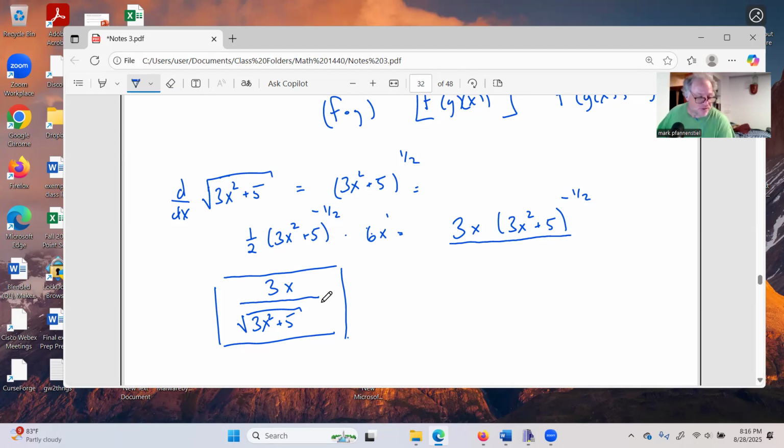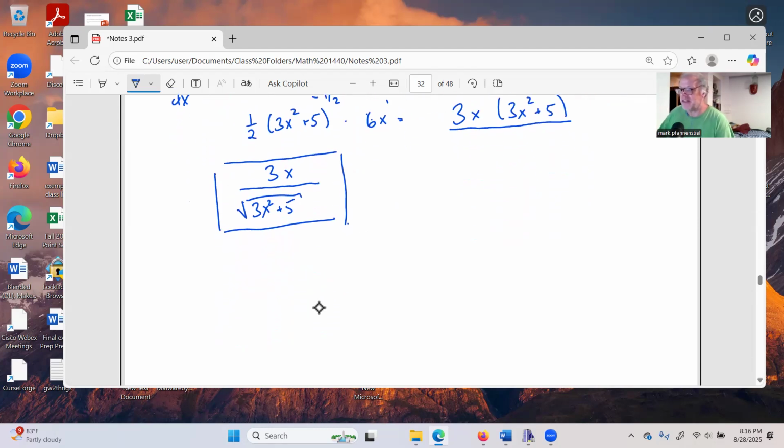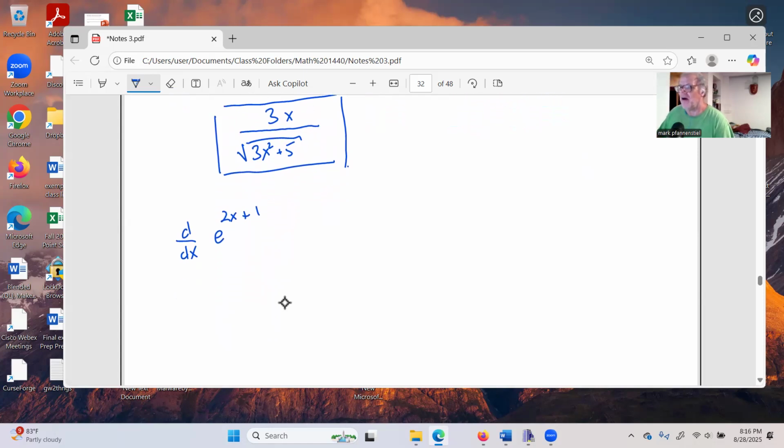All right, so let's see here. What if I wanted to take the derivative, d by dx, of e to the 2x plus 1. Let me show you a little bit of a trick here. We're going to say let u equal 2x plus 1. As soon as you make a substitution in calculus, you take the derivative of that substitution, and du by dx just equals 2.